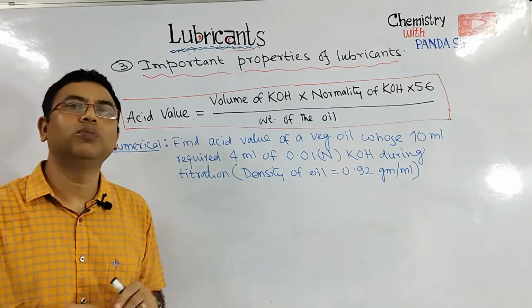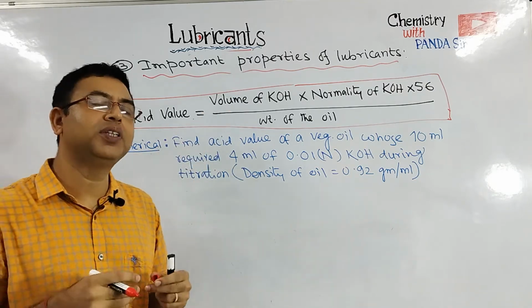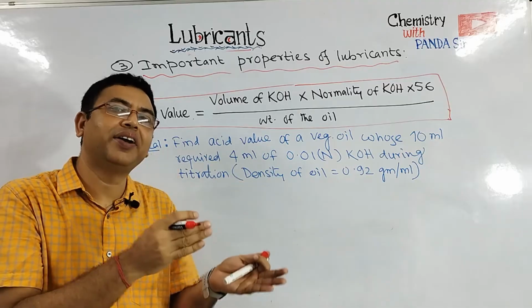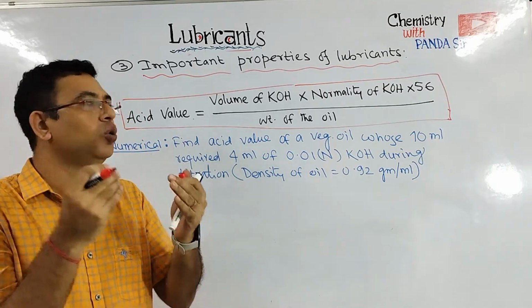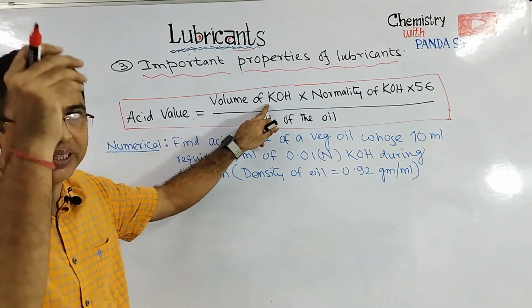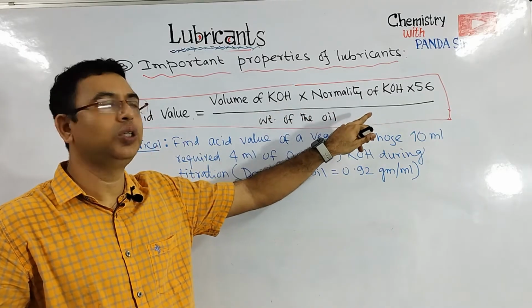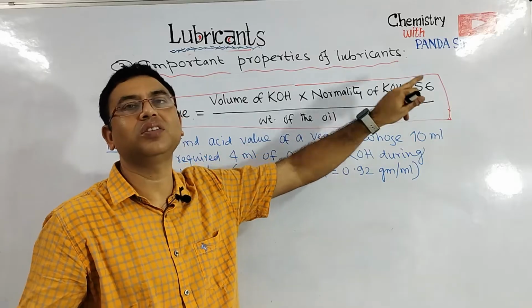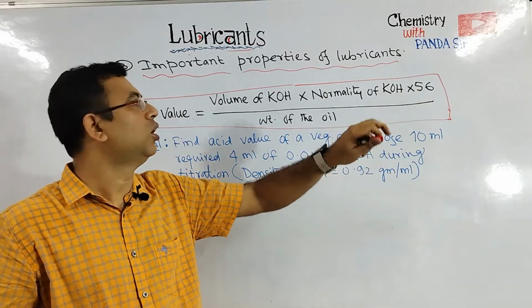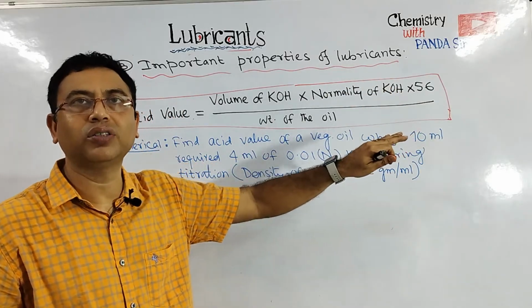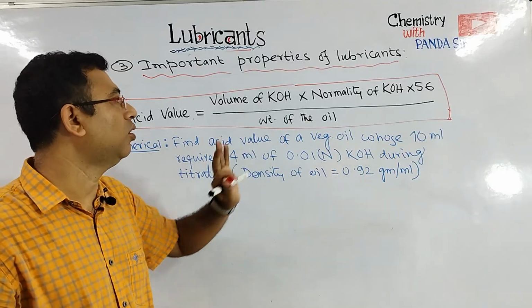Now why the volume of KOH? As I said, we are measuring the acid, and acid will be titrated with the KOH. So we'll get the volume of KOH from the titration value. Then the normality, or the strength of the KOH, and then 56. 56 is the molecular mass of the potassium hydroxide, and then the weight of the oil.